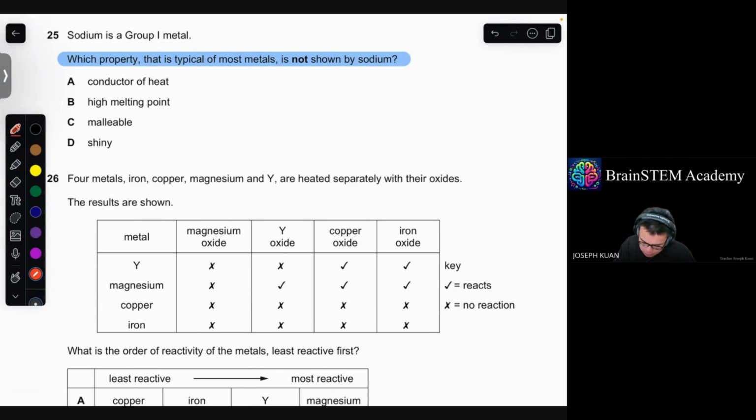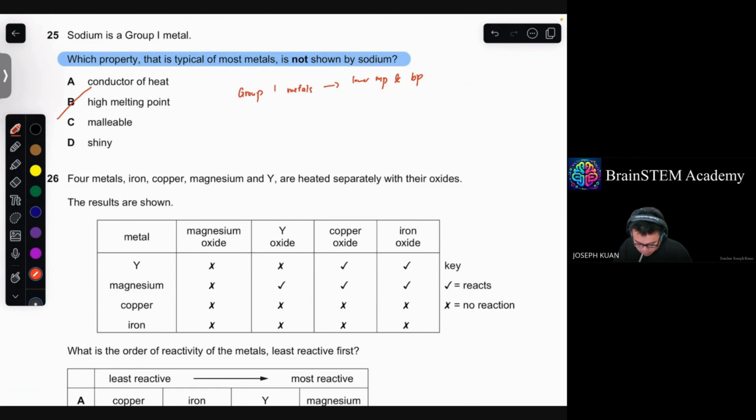Now, most metals, when you say metals in a general sense, it should be all four, but group 1 metals generally have a lower melting and boiling point compared to the other metal counterparts in other groups. Comparatively speaking, they have lower melting and boiling points than other metals. So it should be B. All right, they still conduct heat, they are still malleable, and they are still shiny.